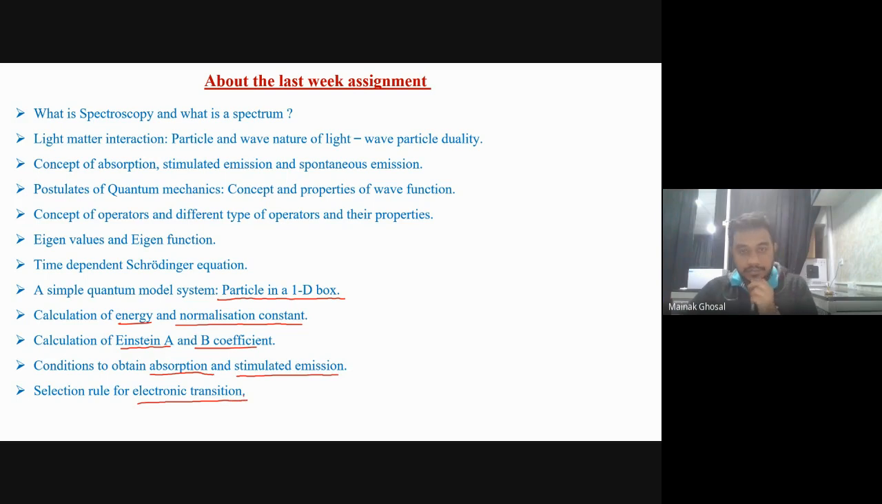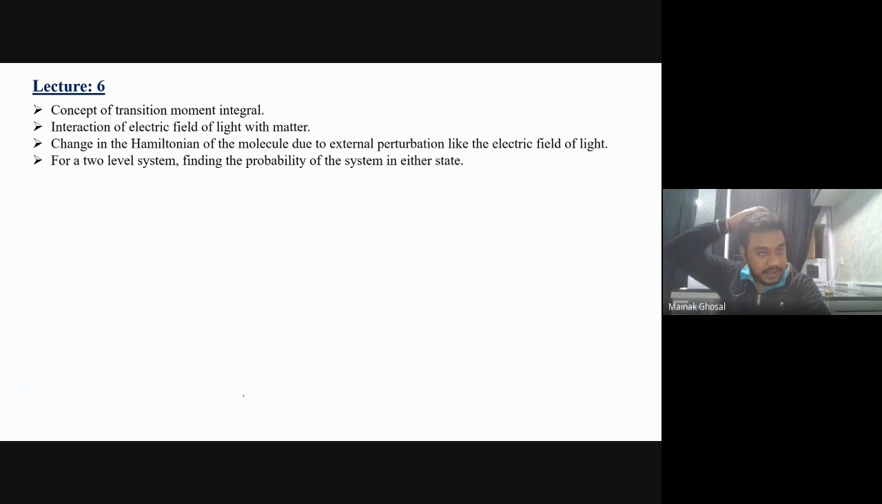Okay, this was last week's assignment, and I have also discussed some questions regarding that. Now this week, in lecture 6, there was a discussion of the concept of transition moment integral, which is a very important thing. There was also the interaction of the electric field with matter and the change in the Hamiltonian of the molecule due to external perturbation like the electric field of light. Okay, so it was also discussed.